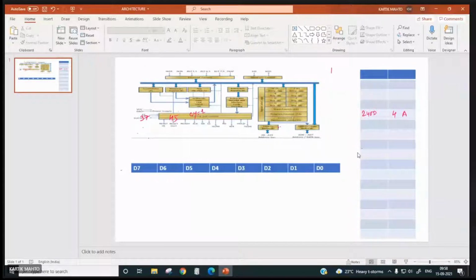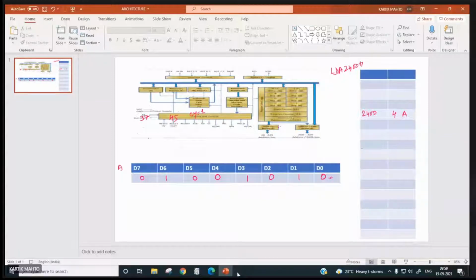Now if you do LDA 2400H, and suppose this one is the accumulator, what will the accumulator content be? This will be 0100 1010. Now if you want to check whether D0 bit is 1 or not, what are we supposed to do?